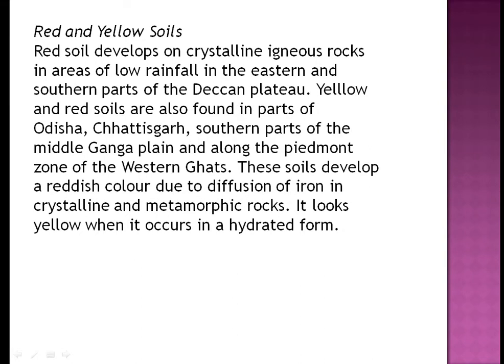Next, red and yellow soil. Red and yellow soil develops on crystalline igneous rock in areas of low rainfall in the eastern and southern part of the Deccan Plateau. Yellow and red soils are also found in parts of Orissa, Chhattisgarh, the southern part of the Middle Ganga Plain, along with the foothills of the Western Ghats. These soils develop the reddish color due to diffusion of iron in the crystalline and metamorphic rocks. It looks yellow when it occurs in a hydrated form.